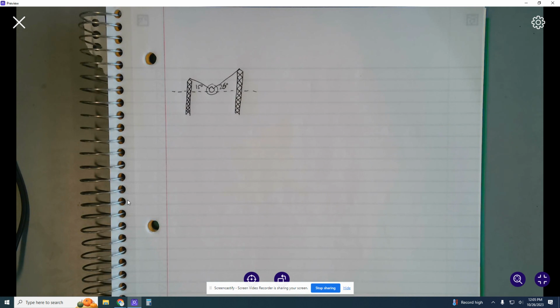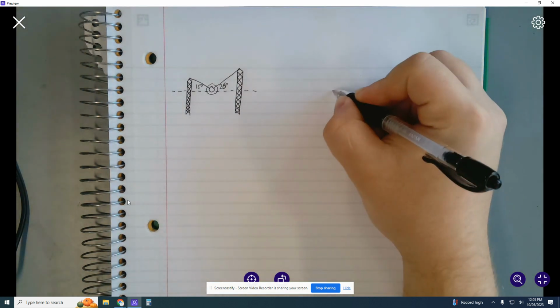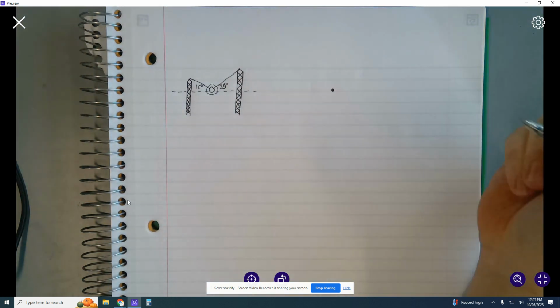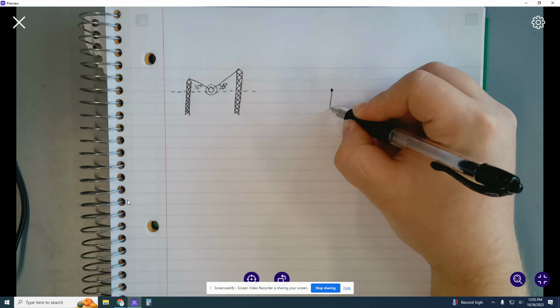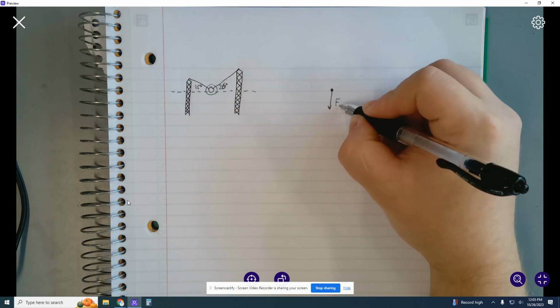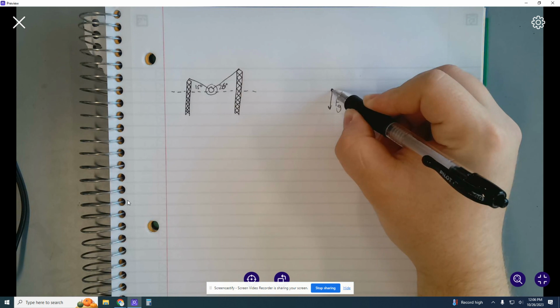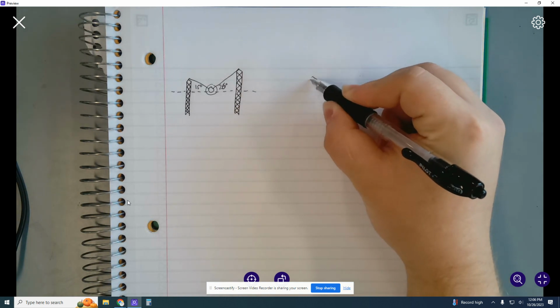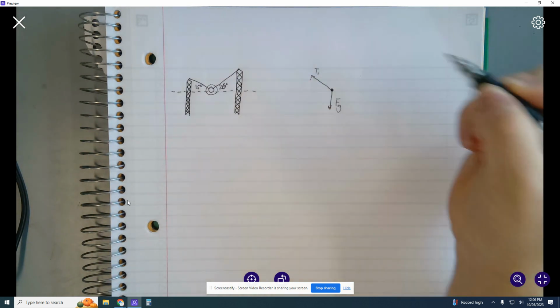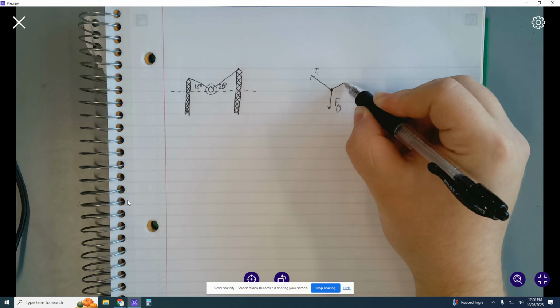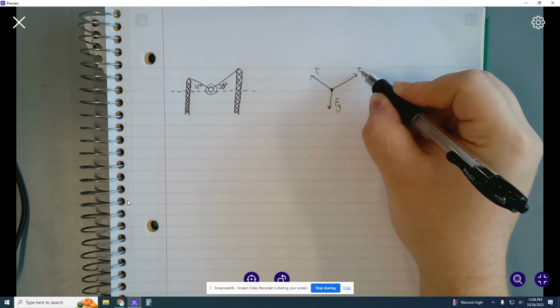So let's draw our free body diagram. I've got my particle right here. I've got some force of gravity acting downward. I've got a tension to the left. I'm going to call that T1. And a tension to the right. I'm going to call that T2.